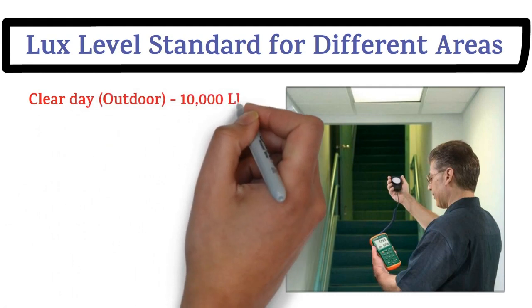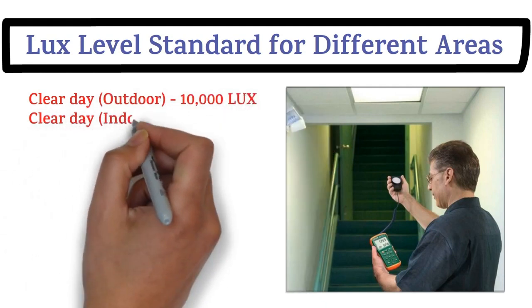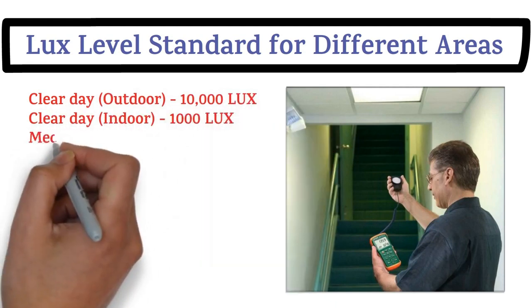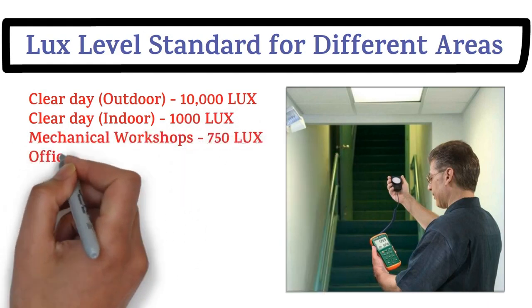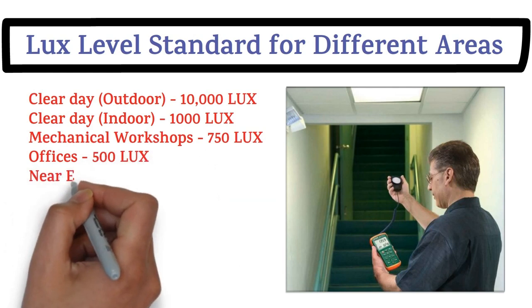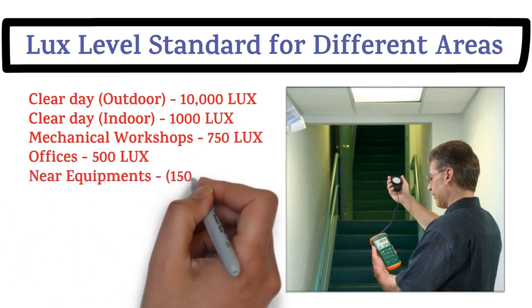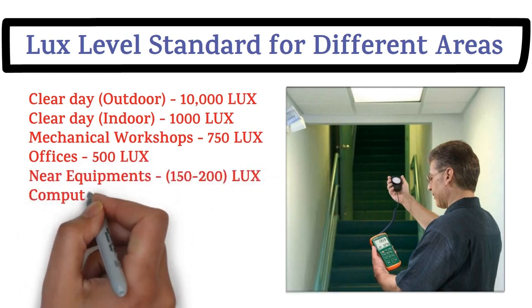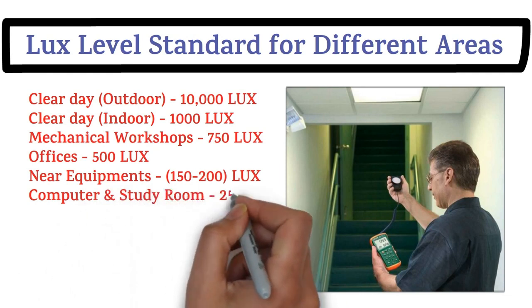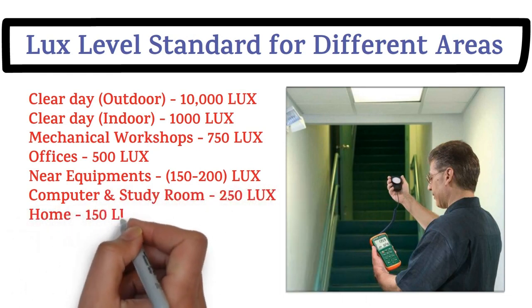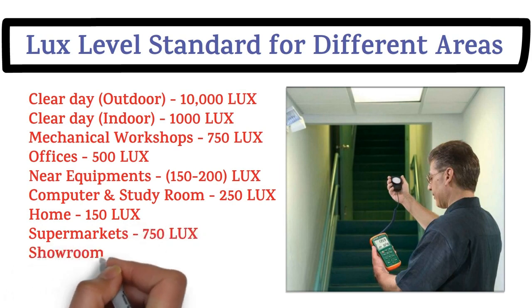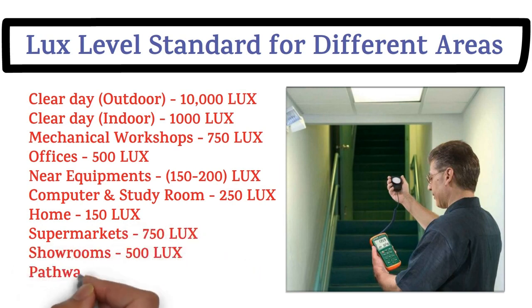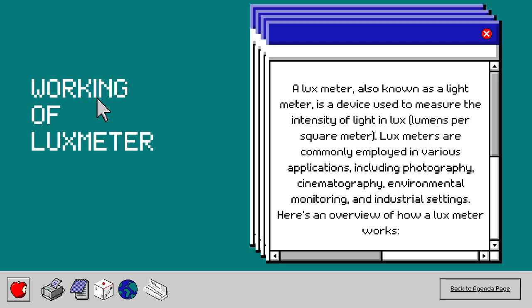Now let us see how lux level is checked. We keep the lux meter in the vicinity of the light. And now let us see some of the standard values of lux in different areas. So in a clear outdoor, the value should be 10,000 lux. Clear day indoor, it should be 1000 lux. Mechanical workshop, it should be 750 lux. Offices, 500 lux. And near equipment, it should be 150 to 200 lux.